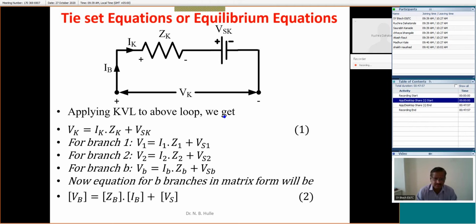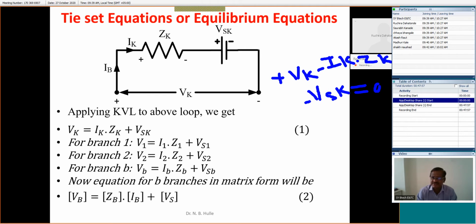If we are applying the KVL to the upper loop, traveling in this direction, we are traveling from negative to positive, which is plus VK. This plus VK, which is positive to negative, is minus IK into ZK. And finally, we are traveling from positive to negative, that is minus VSK, which is equal to 0. That is the KVL.